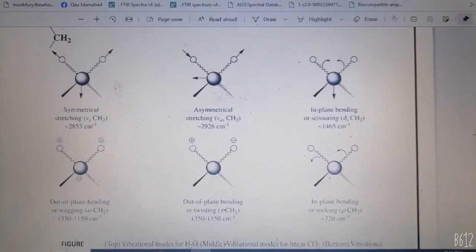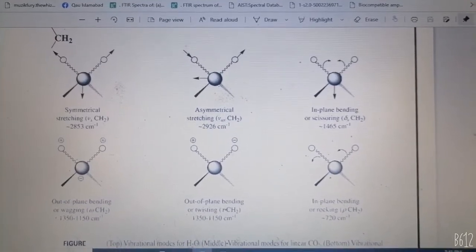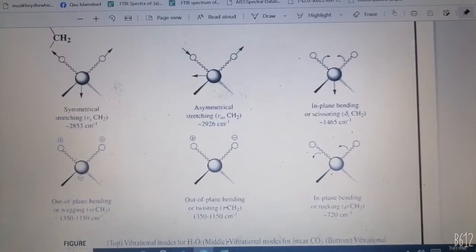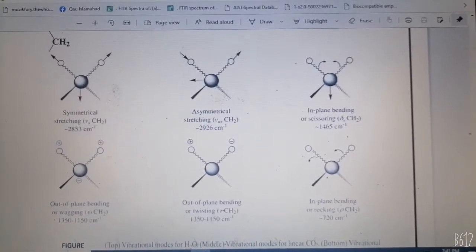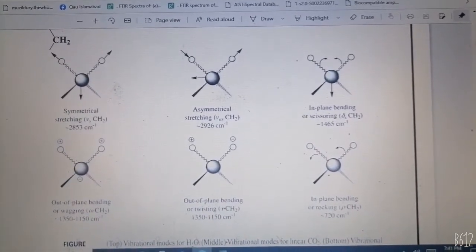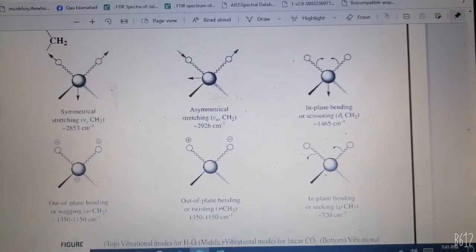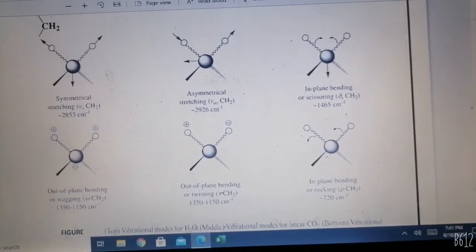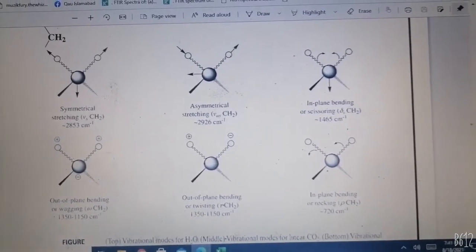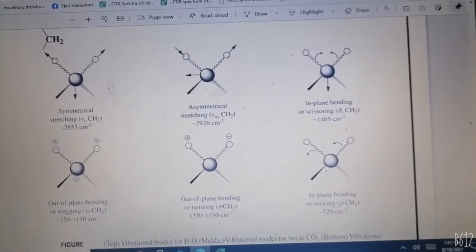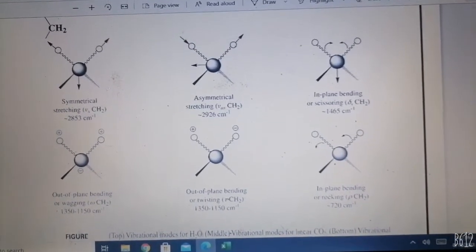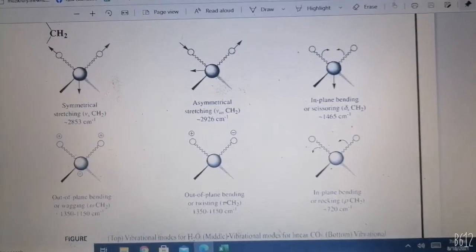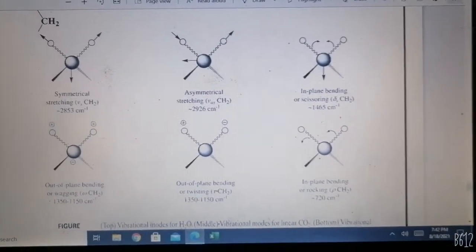For example, if you look at the first diagram, the symmetric stretching of CH2 will be observed at 2853 per centimeter, and similarly asymmetric stretching will be observed at 2926. In-plane bending, or scissoring, is observed at 1465. So you'll see that there is a difference in the frequencies of all the bands, whether they are symmetrical stretching or any kind of bending.